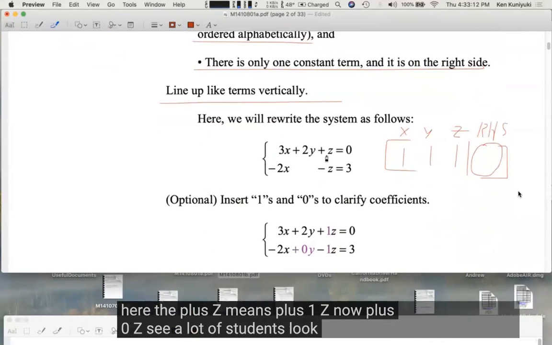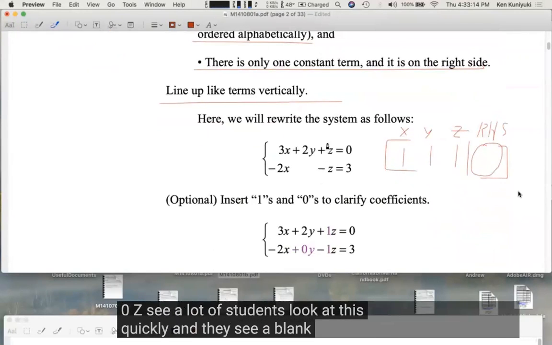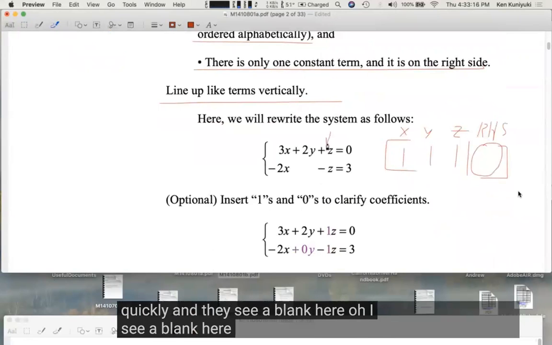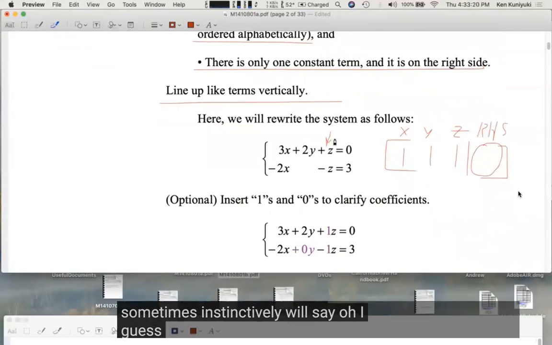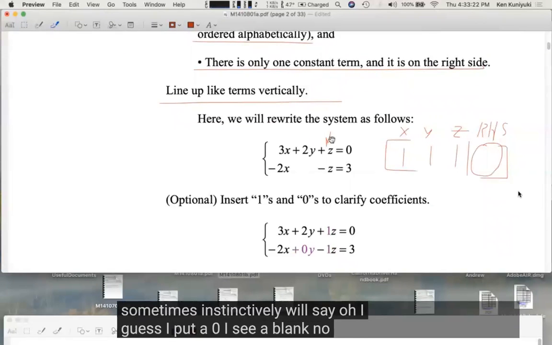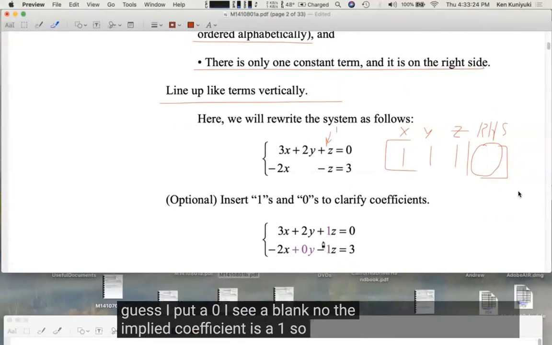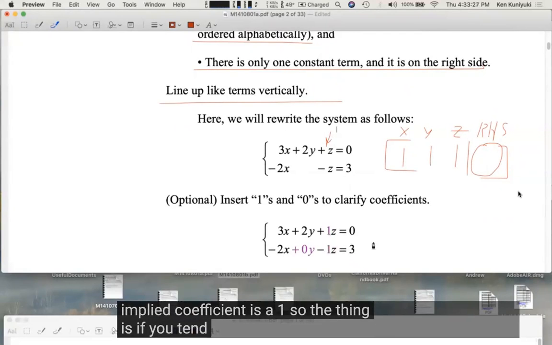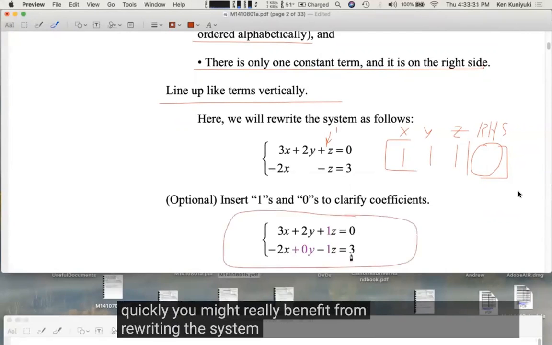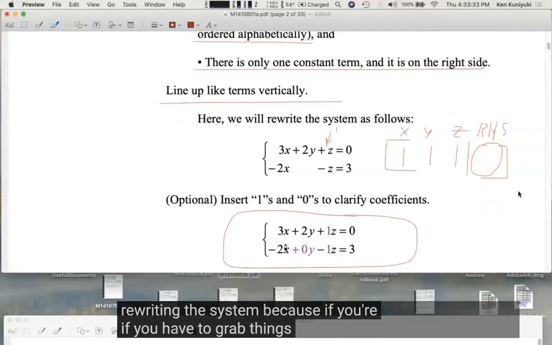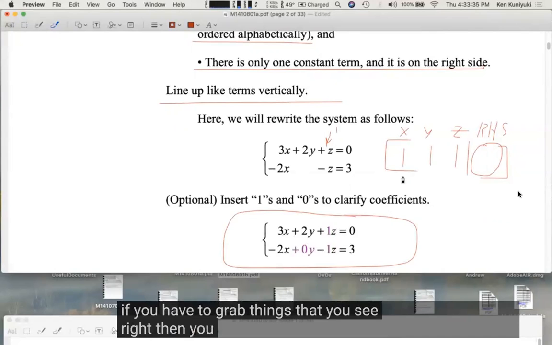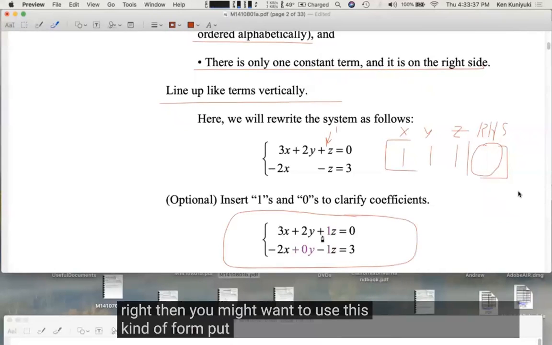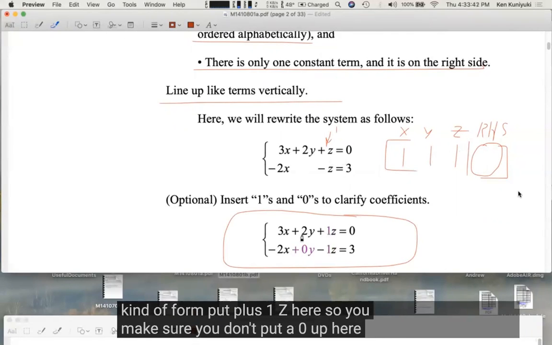See, a lot of students look at this quickly and they see a blank here. So their brain sometimes instinctively will say, oh, I guess I put a 0. No, the implied coefficient is a 1. So if you tend to write things down quickly, you might really benefit from rewriting the system. Because if you tend to grab things that you see, then you might want to use this kind of form. Put plus 1z here, so you make sure you don't put a 0 up here.